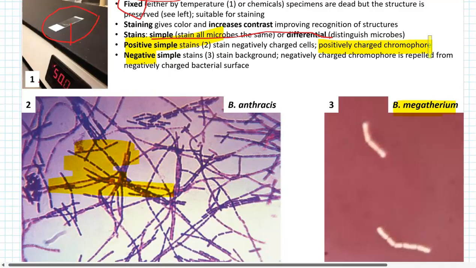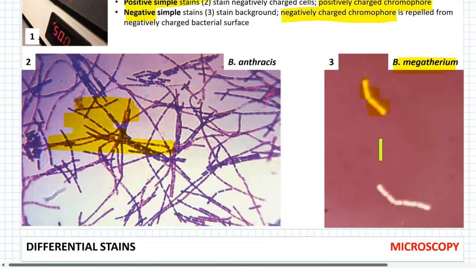Negative stains, on the other hand, have negatively charged chromophores. They are being repelled from the negatively charged surface of bacterial cells. They remain in the background, and you can see a stained background, but the cell remains unstained. Does that make sense? Okay.